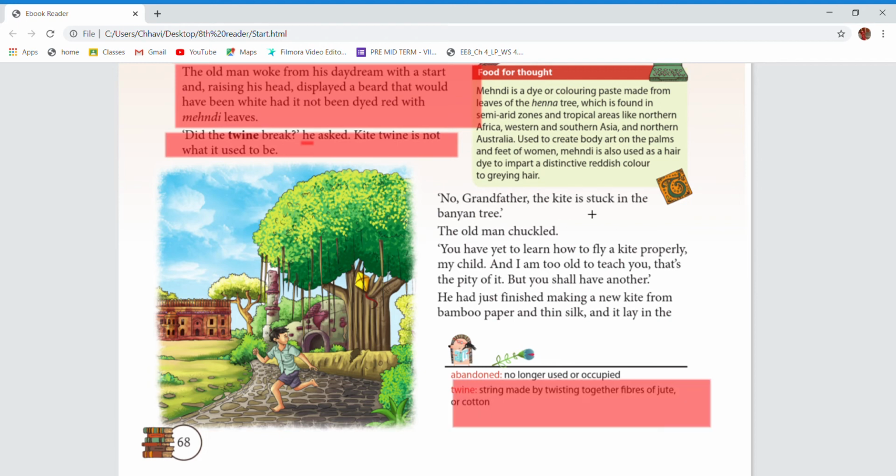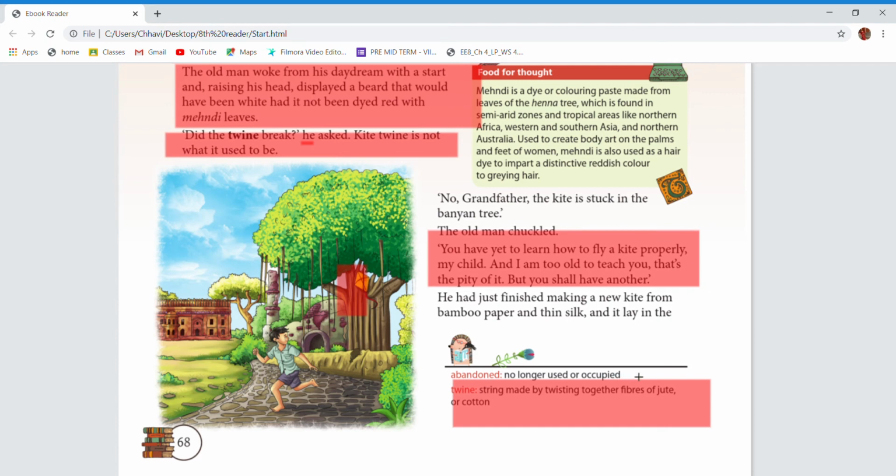Ali says, no, grandfather, the kite is stuck in the banyan tree. He tells him that no, I have not lost my kite, it is stuck on this banyan tree. The old man chuckled. That means he laughed a bit, to smile, that's chuckle. You have yet to learn how to fly a kite properly, my child. And I am too old to teach you. That's the pity of it. But you shall have another.